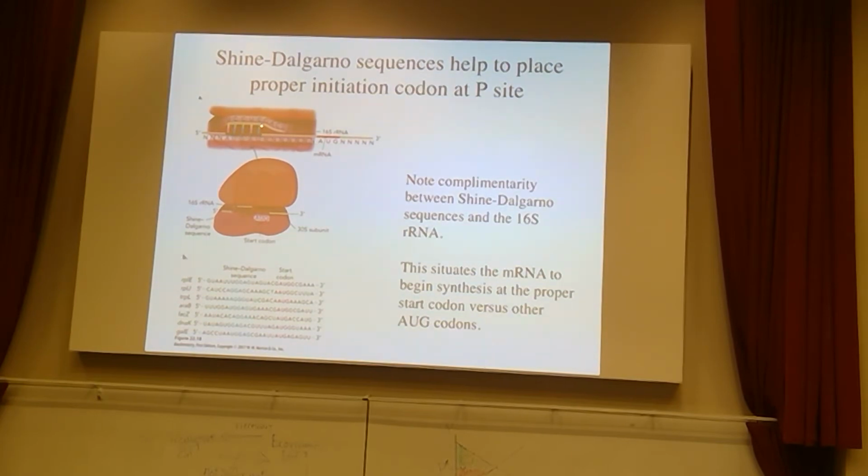GGAG, okay, well, this 16S ribosomal RNA is reading out CUCC. And so that's where the mRNA is going to want to sit. And then the ribosome's job is pretty easy. Once this Watson-Crick base pairing is lined up, it just looks for the neighboring AUG. That's got to be the start codon. Great.